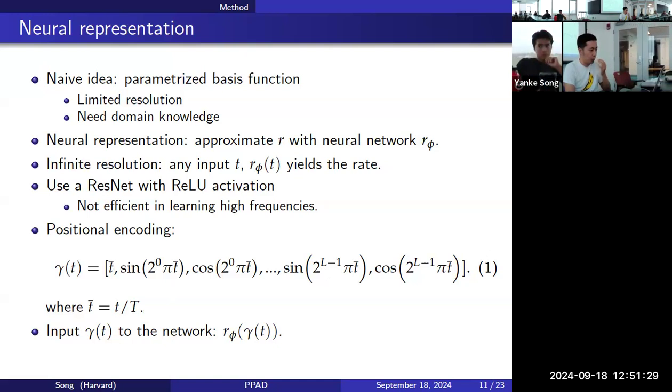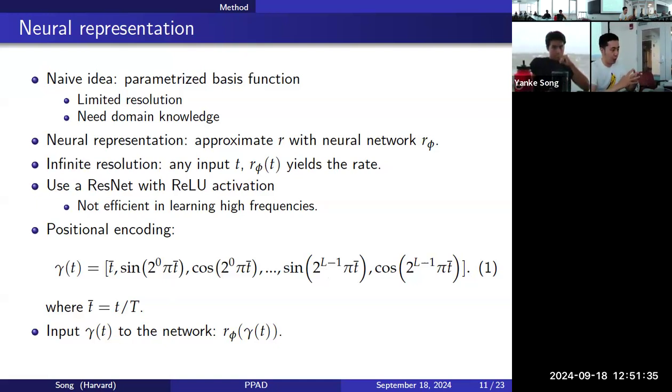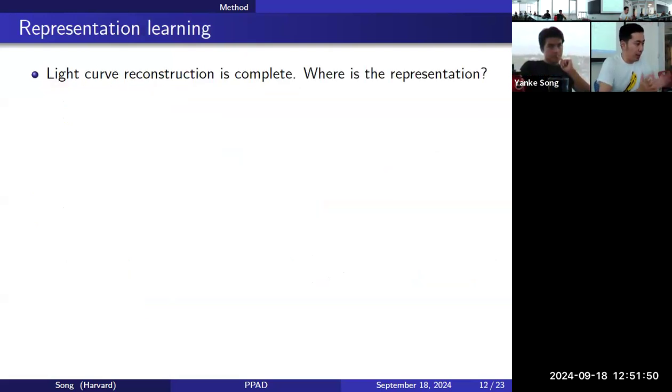Just a short recap. What I'm doing here is that I'm already representing the true light curve with a neural network, and I have defined a loss function. So now I can actually fit a neural network with the loss function using gradient descent. So this half of the pipeline is complete, which gives me a very good light curve reconstruction result. You can see later how good it is.